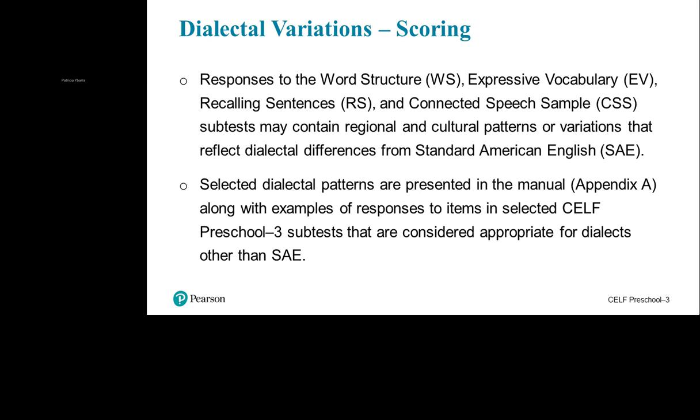Scoring for dialectal variations. Responses to the word structure, expressive vocabulary, recalling sentences, and connected speech sample subtests may contain regional and cultural patterns or variations that reflect dialectal differences from standard American English. So you want to record any such variations verbatim and score them as part of the child's response. It is the examiner's responsibility to become familiar with the language used in the child's home and community to determine if a response is an appropriate variation for the child. If a variation is appropriate to the child's language background, you would score that response as correct.